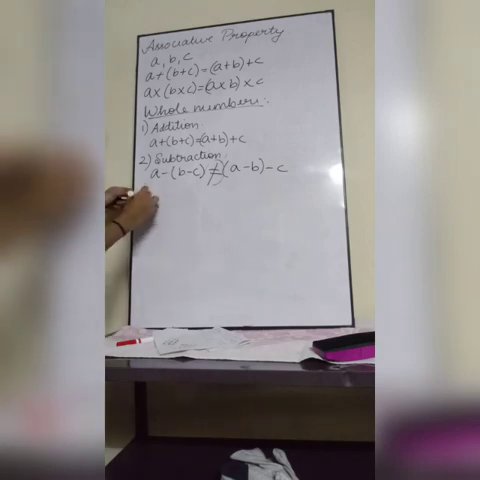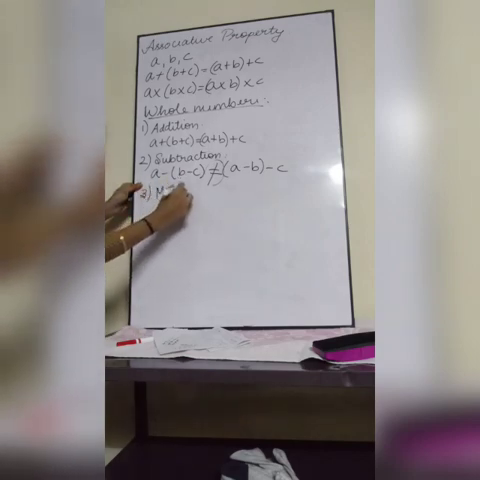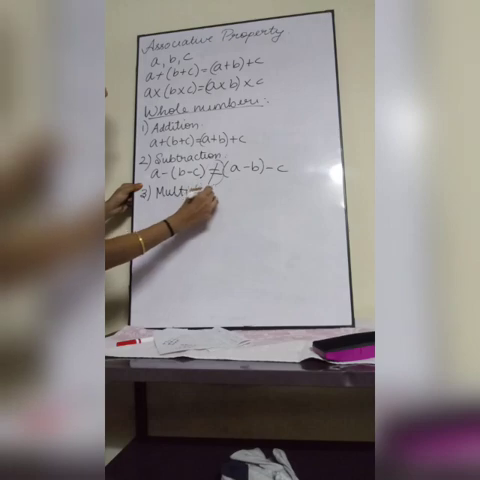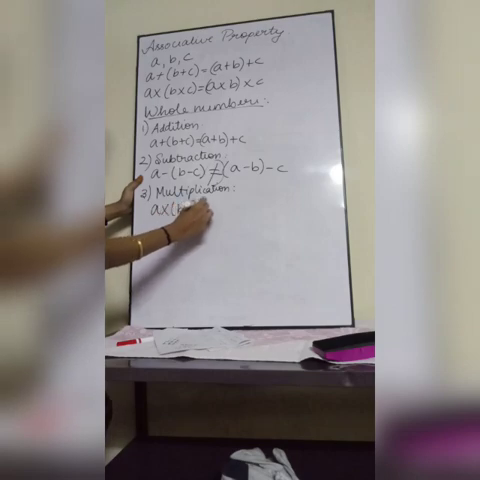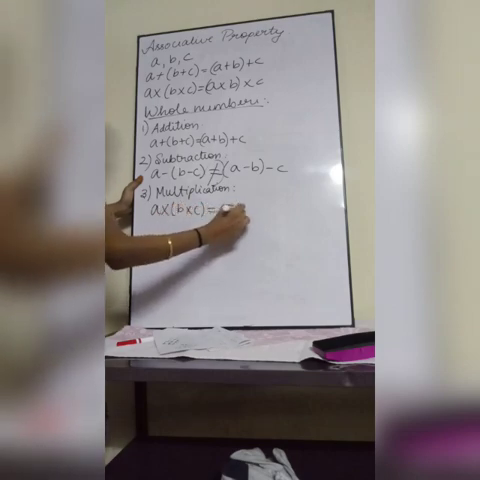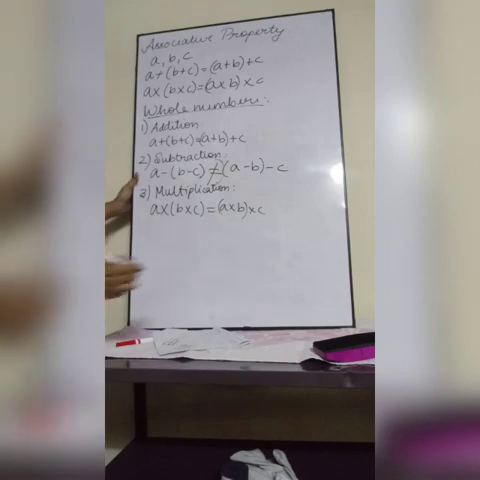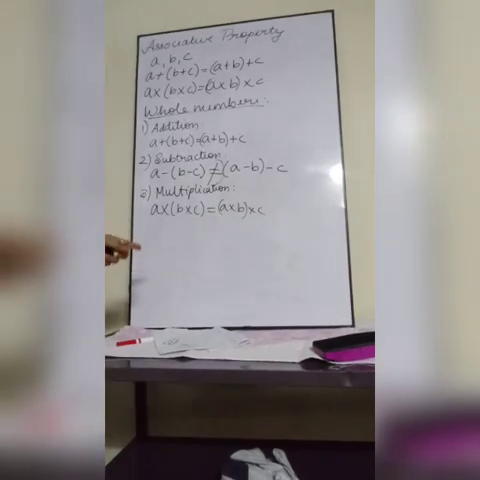Okay, next comes our multiplication. See this. So I am going to write (a into b) into c equal to a into (b into c). So in multiplication, commutative property satisfies for whole numbers. Likewise, associative property also satisfies for whole numbers.